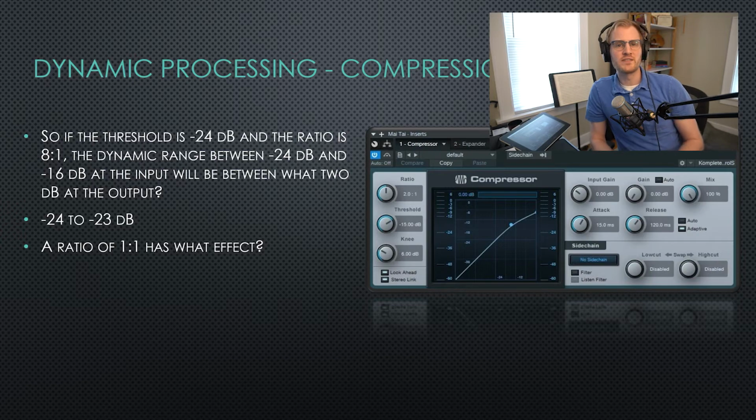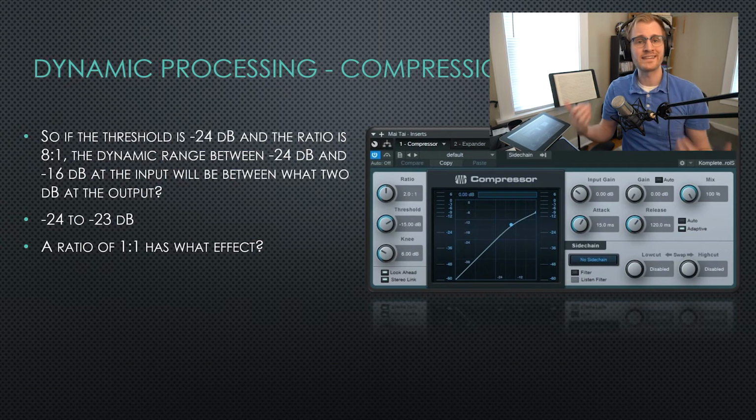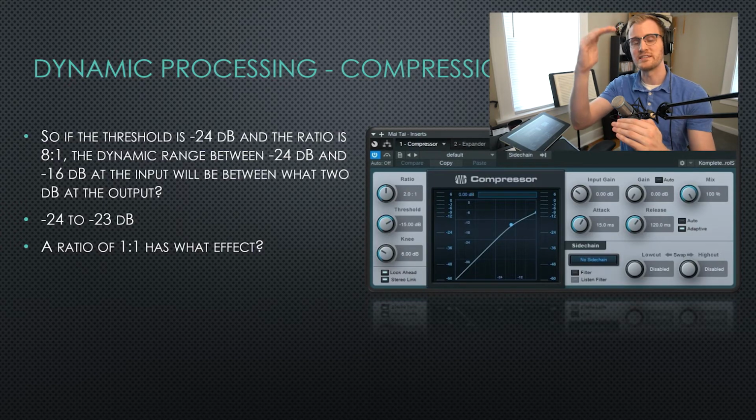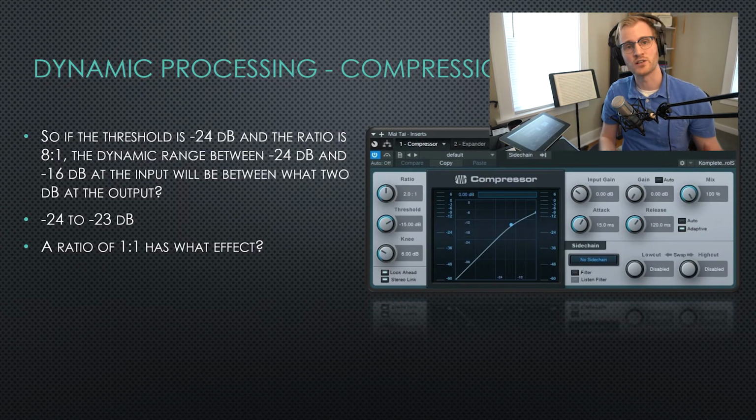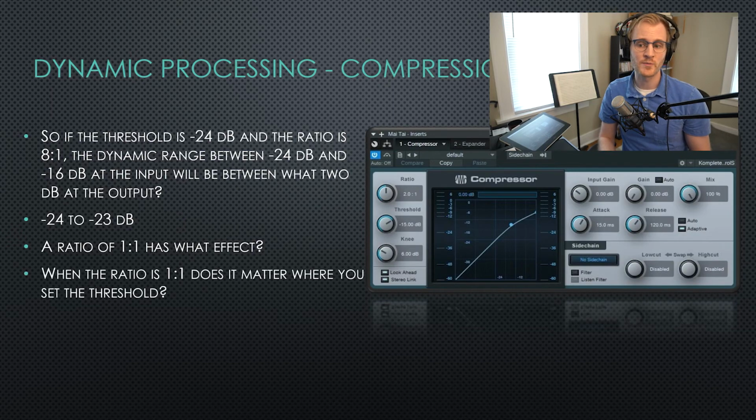So then the question would be, what effect does a ratio of 1 to 1 have? Let's say you have a threshold, you've set it somewhere, and then you have a ratio of 1 to 1. What are you going to get? Well, you're going to get nothing because the value in equals the value out. A ratio of 1 to 1 is a linear system. So we are always going to need a ratio beyond 1 to 1 in order to actually decrease the volume of that incoming signal going into the compressor or the dynamic processor.